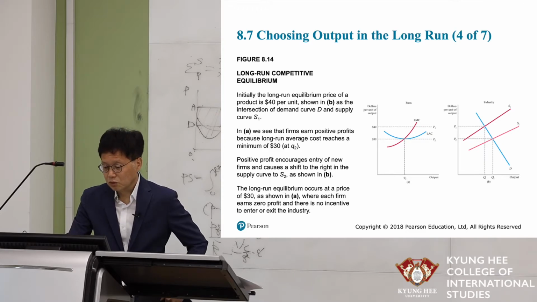So no incentive to enter and exit. Okay, that is explained. The long-run equilibrium occurs at the price of $30 as shown in A, where each firm earns zero profit, and there is no incentive to enter or exit the industry.